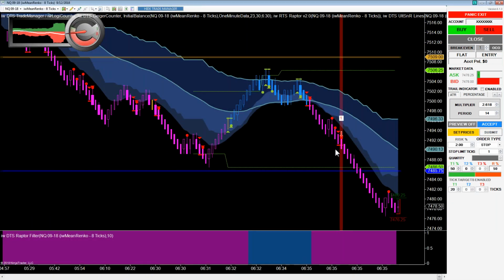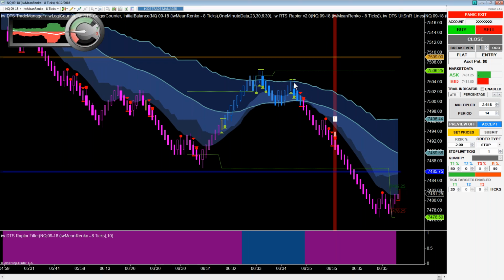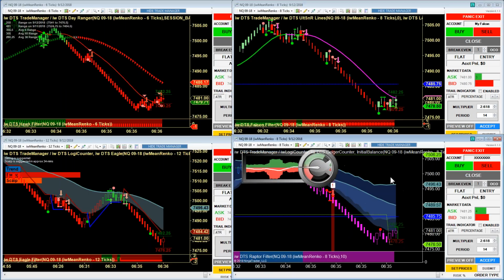Here on the Raptor, your first in sync signal right here, the number 1 signal, which is your high probability signal. This one could be interpreted as a hard edge bounce. It did not print as a hard edge bounce because your clouds were intertwined, but it is visually still a hard edge bounce with that second hard edge. So you had your first signal opportunity there on both the Eagle and the Raptor.